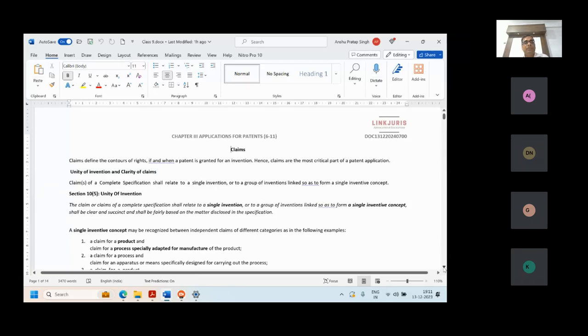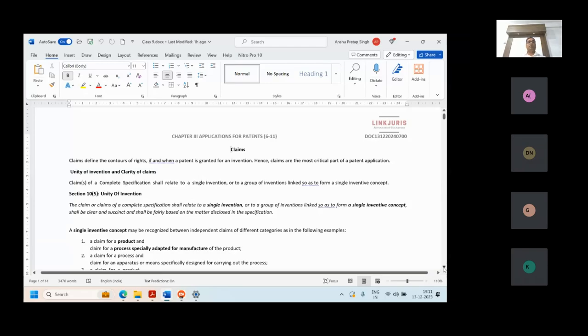One thing which is very important: we have said that there is a standard requirement that one invention, one application. Hence, whatever claim you are claiming in a complete specification shall all relate to a single invention. Then there is another concept which is called single inventive concept. They say that if there is a group of inventions which is linked so as to form a single inventive concept, then that is permissible. That is, in one application, you can have one single inventive concept.